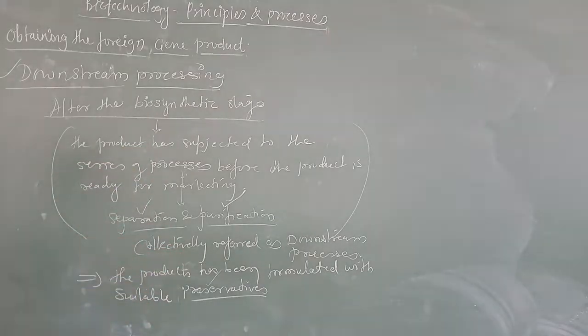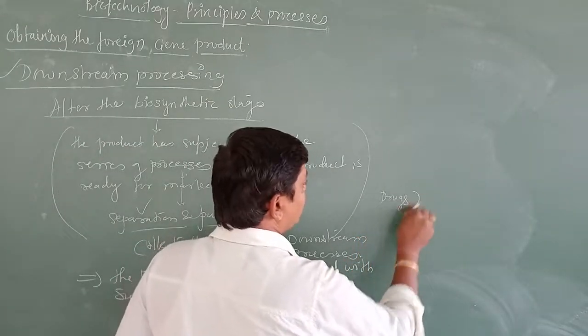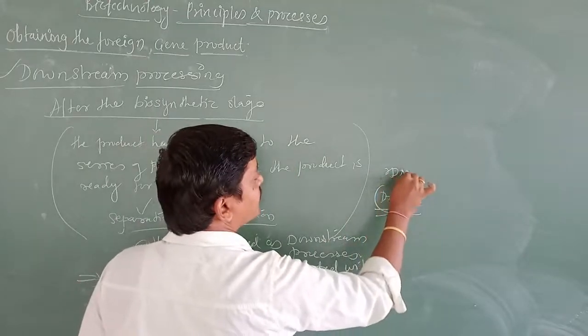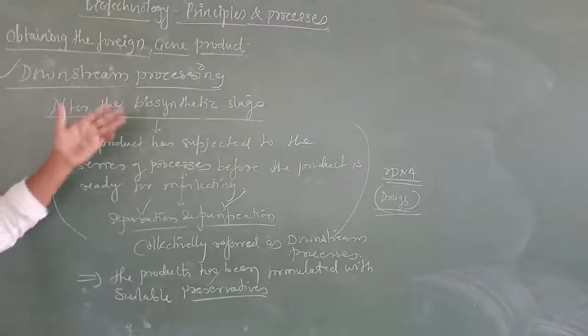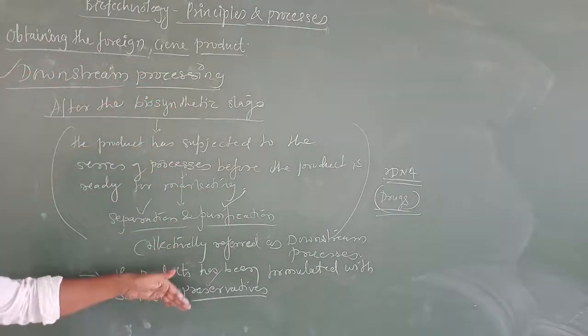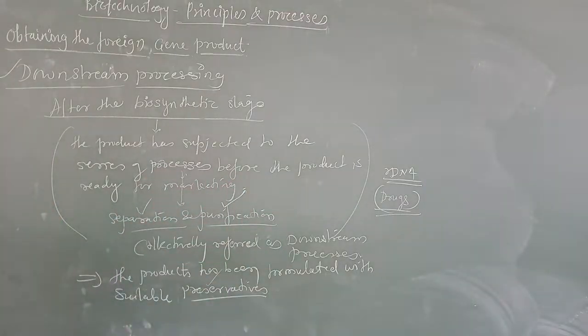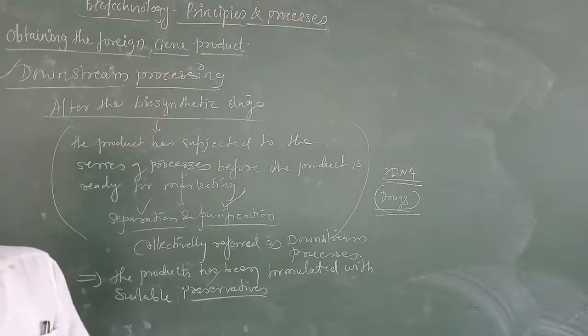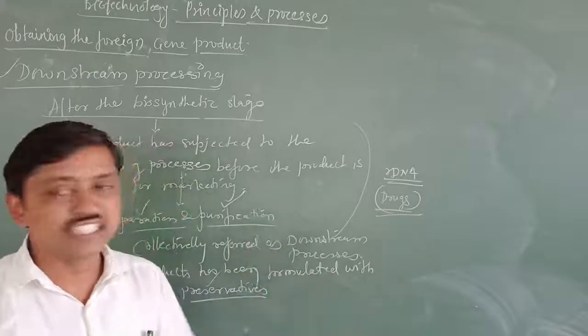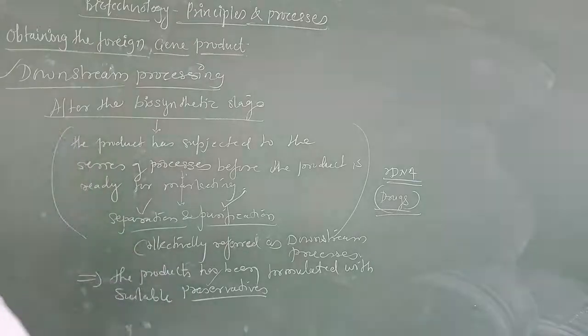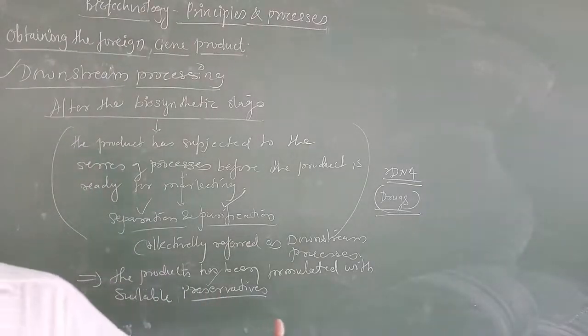If we are making a drug using rDNA technology, then after the biosynthetic stage, these are the processes: preservatives, then clinical trials in case of drugs, and strict quality control testing of each product is required. Quality control is an integral part of the marketing model. Whatever product you prepare has to undergo quality control testing.